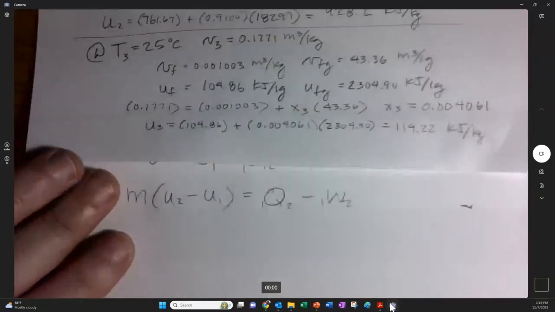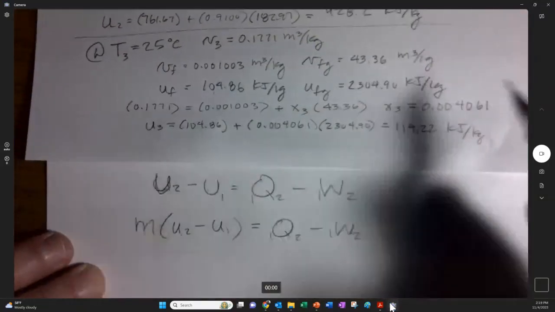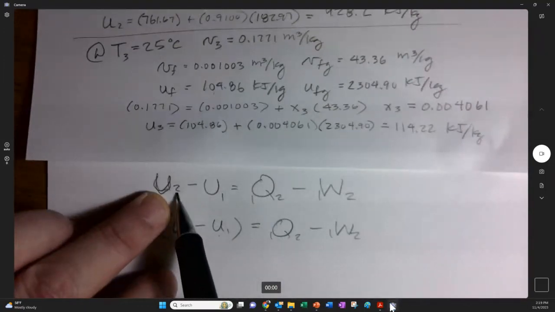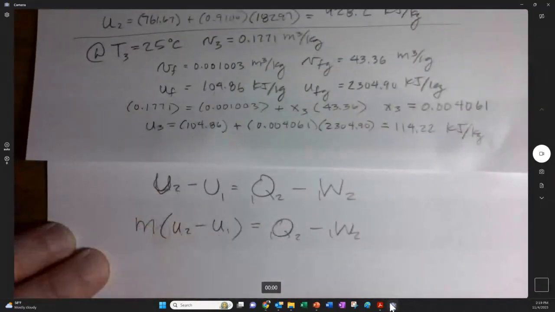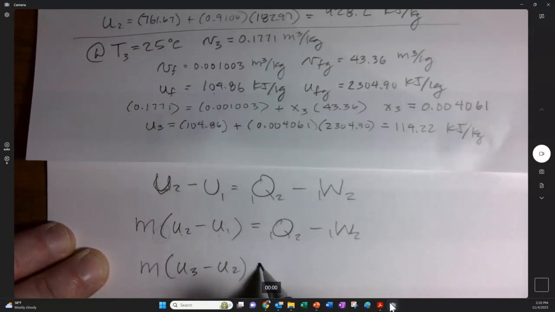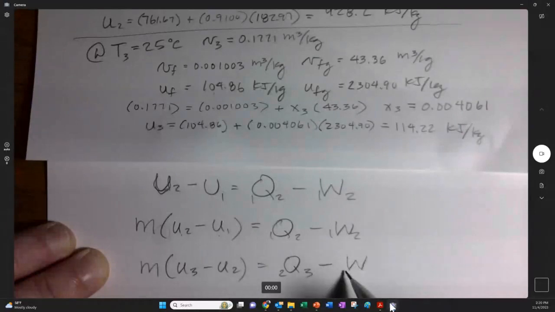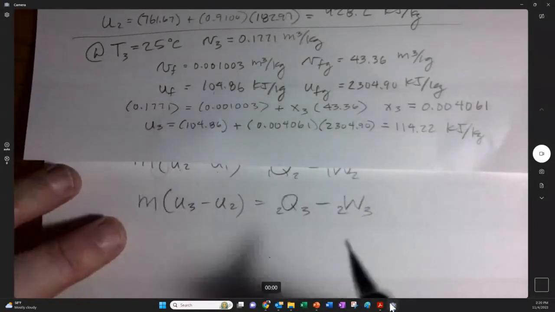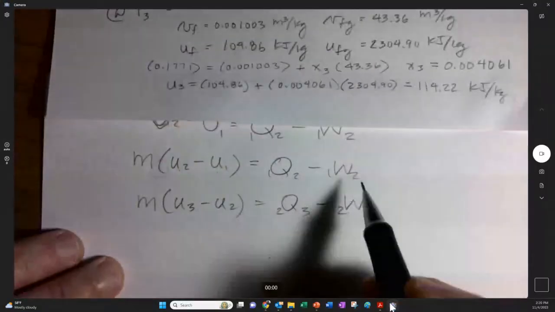We could combine them and go U3 to U1 if we wanted to, but maybe I'll do this in 2 steps, right? U3 minus U2 equals Q2 to 3 minus work 2 to 3. These are different, we do it in 2 steps. What we don't know is the work right here.